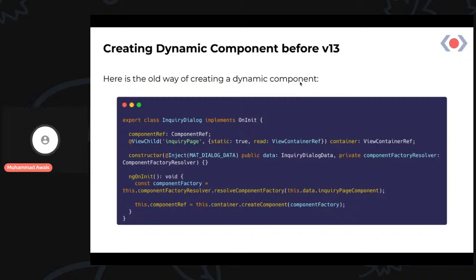The main thing we had to do is create a component reference and a view child with the view container reference. That's actually a container. Inside that container, we also had to create a component factory resolver. And the main thing is we had to create an instance by calling that component factory resolver. Inside that, we had to pass our component. So this is kind of an extra thing we were doing in past Angular versions.